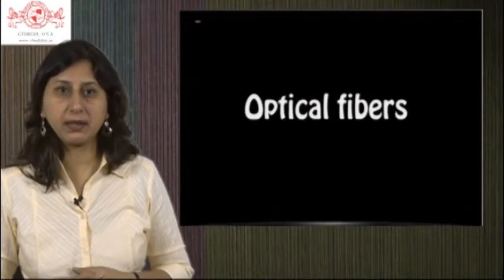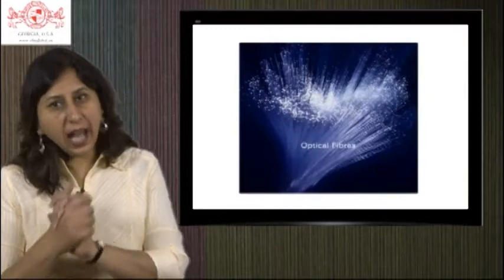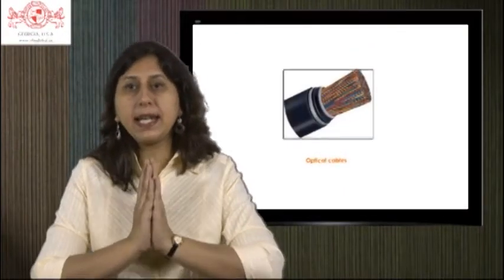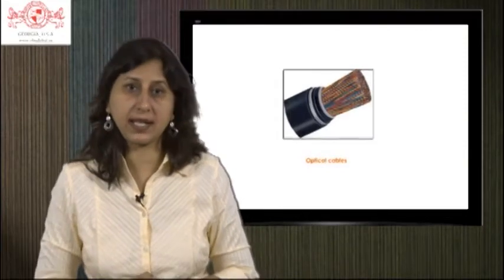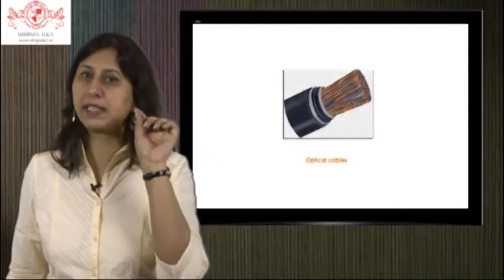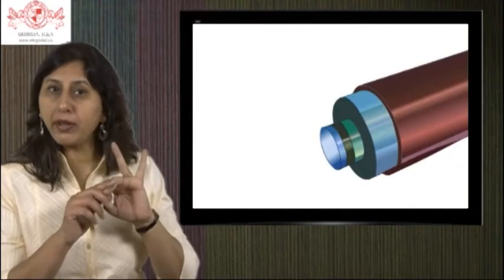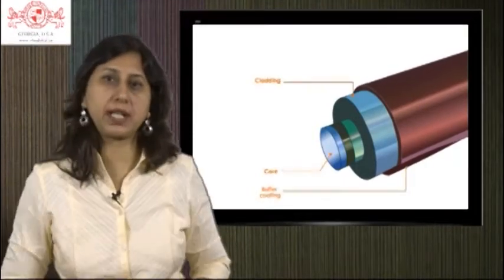Optical fibers. Okay, now we shall take a look at optical fibers. Optical fibers are long, thin strands of glass about the diameter of a human hair. They are arranged in bundles called optical cables and used to transmit light signals over long distances. A single optical fiber consists of three layers, namely core, cladding and buffer coating.